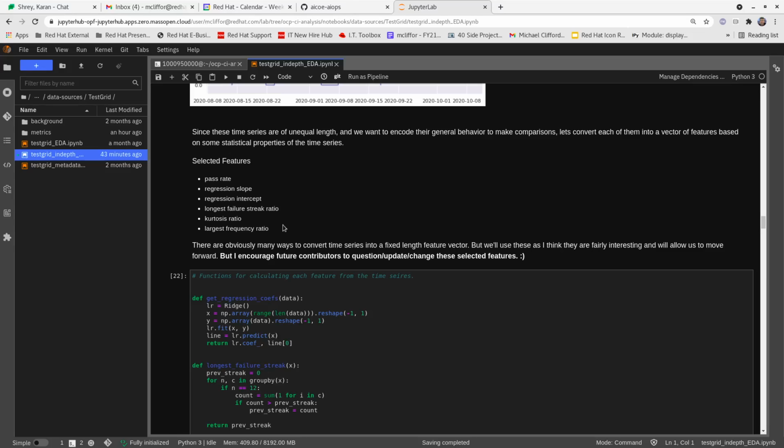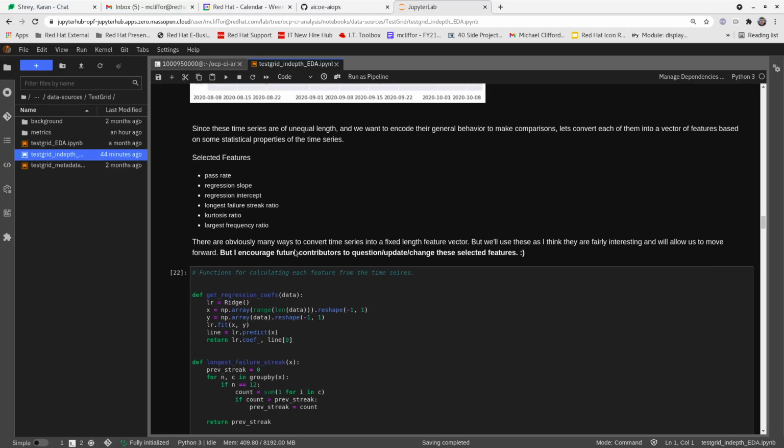I just want to be really clear here. This is just an example to show how we could overcome some of these issues. This is a little bit of feature engineering, where there are many different ways that this can be done. I really encourage contributors in the future to evaluate the features that I've selected here, update them, and try new ones. I think this is a really good place where contributions could be really useful.